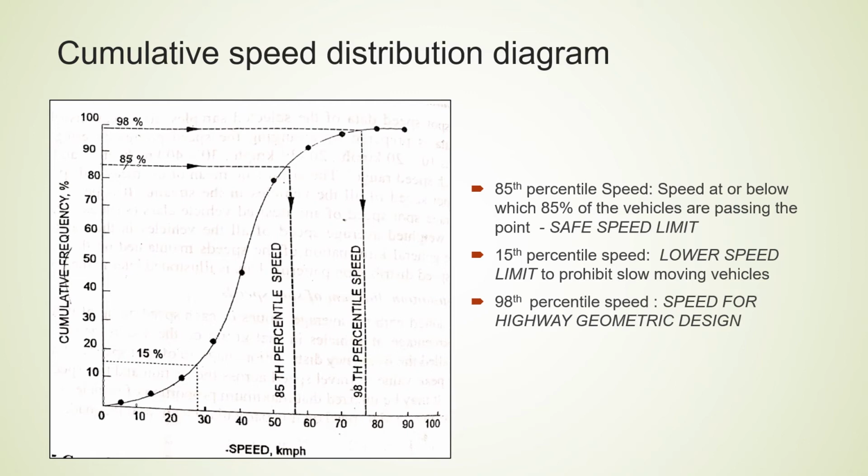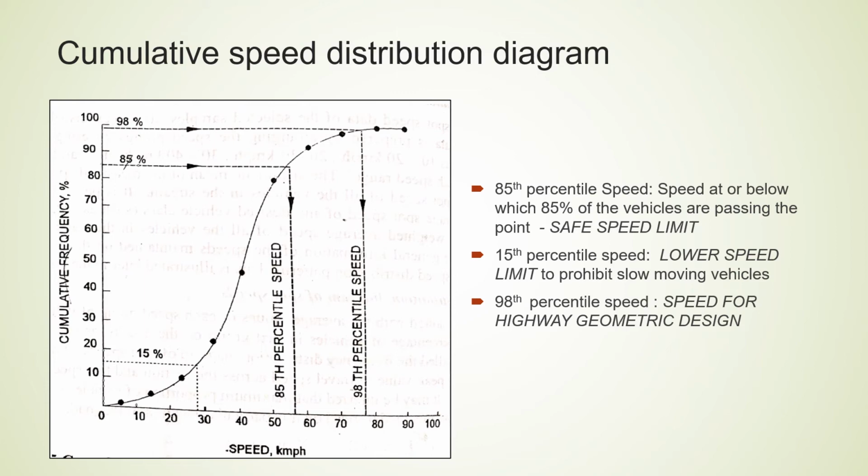Now there are two important key terms that we get from this diagram. One is your 85th percentile speed and the 98th percentile speed. Whenever you draw a cumulative frequency diagram, whatever you get is in percentile terms. Always you say percentile because it is defined in terms of your cumulative percentages. So let us see what is your 85th percentile speed.